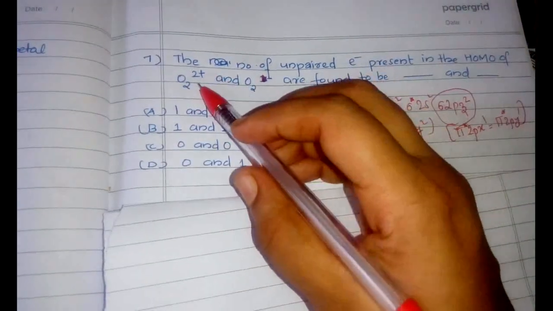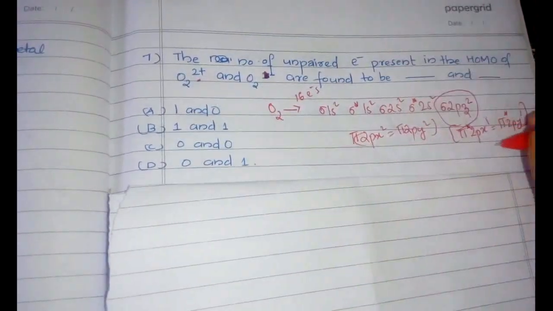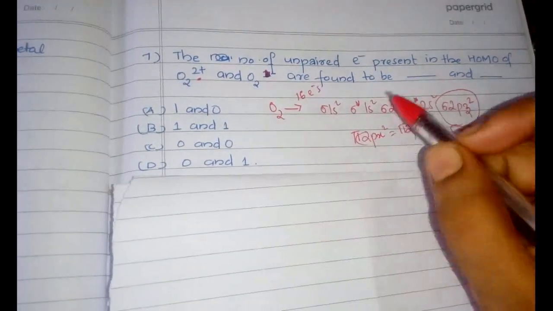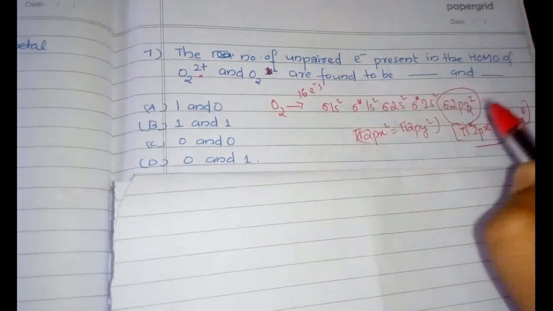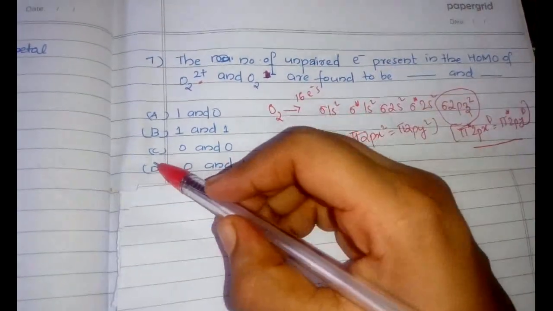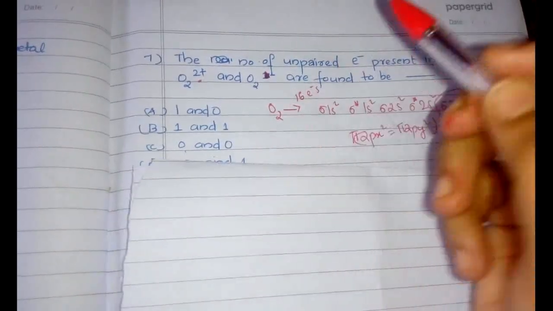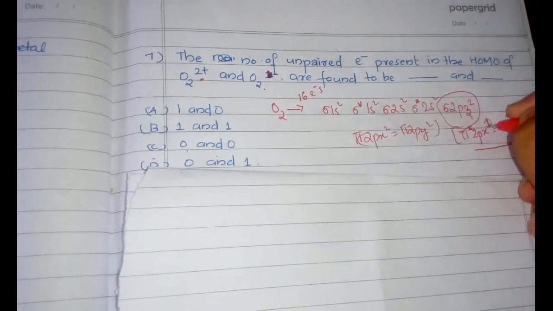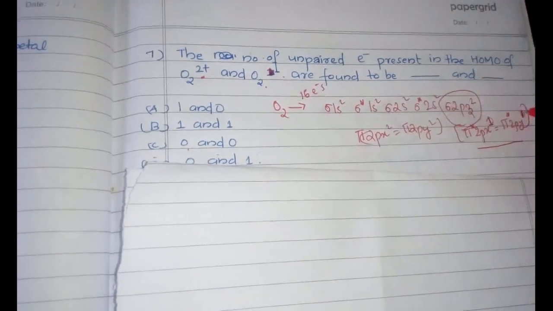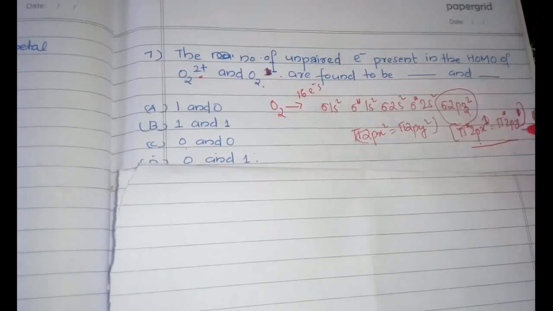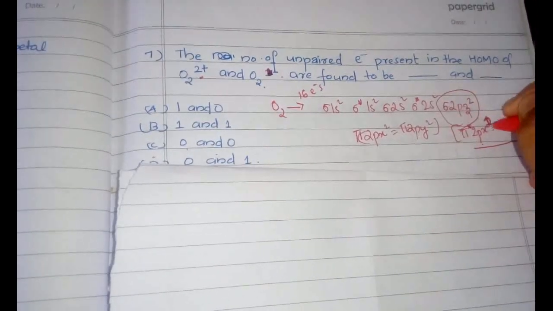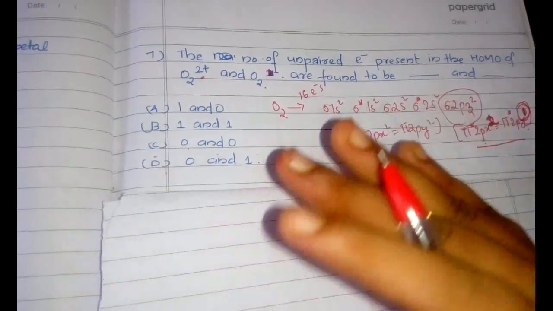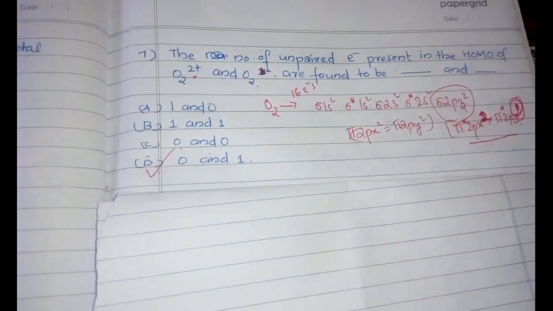What is the first one asked? For O2 2+, both these electrons will be going. That is, this will become 0, 0. And is there any unpaired electron now? There are no unpaired electrons. So our answer would be either C or D, because 0 and something else is the answer. The second one asked here is O2 minus. O2 minus means out of this pi star 2px and pi star 2py, one will be gaining one more electron. Therefore, it results in one unpaired electron. So what will be the answer? It will be option D, 0 and 1.